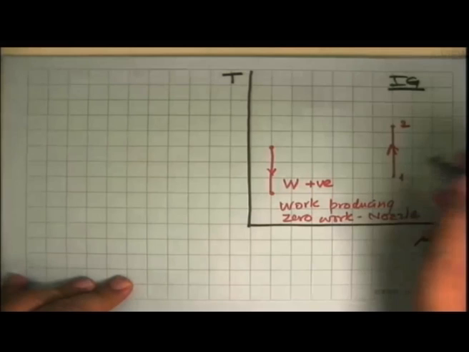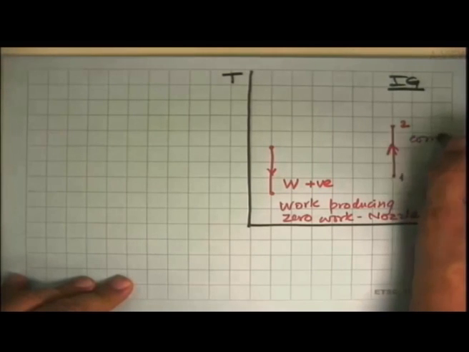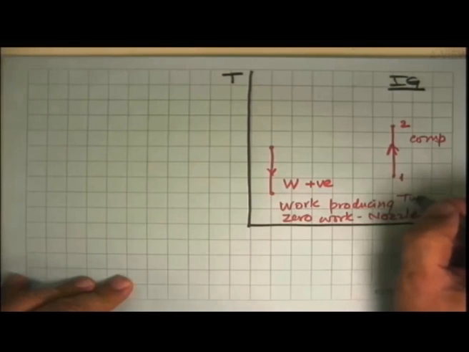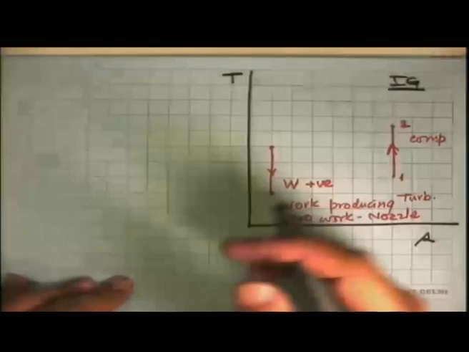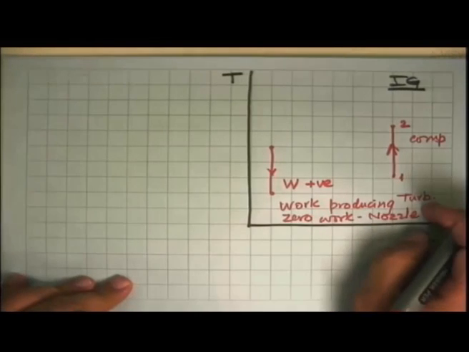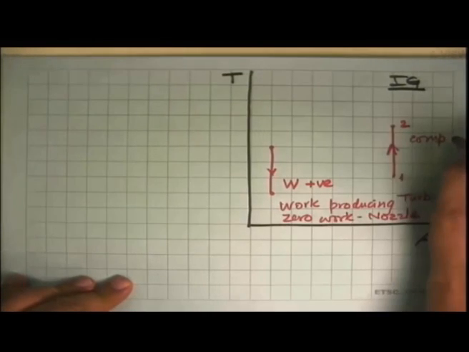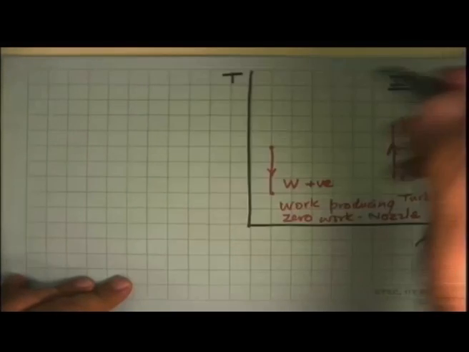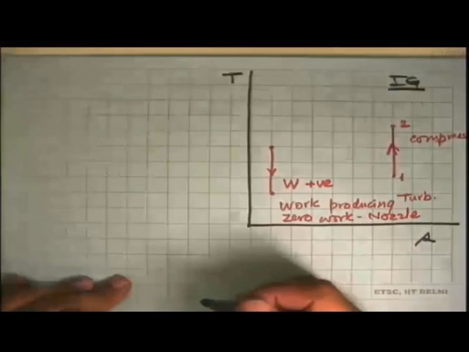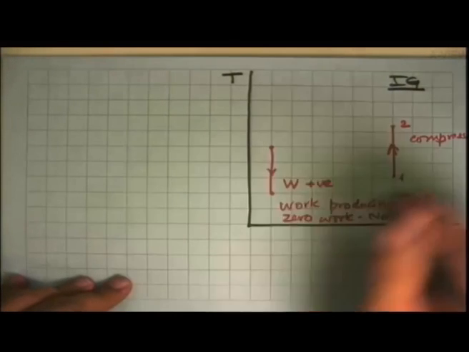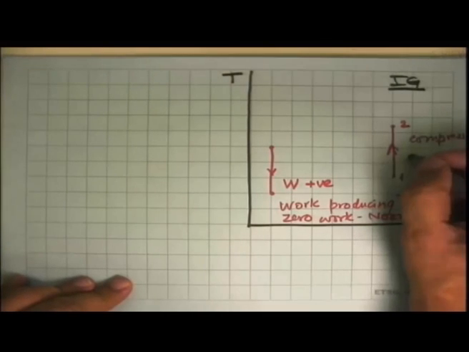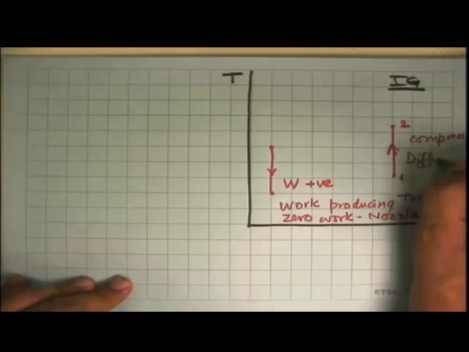And this could be the opposite, work consuming like a compressor. So this is like a turbine, or expansion in a cylinder piston arrangement, the power stroke of an engine, or so this is a compressor, or the compression stroke of, say, a diesel engine or a refrigeration compressor. And the opposite process, this is called a diffuser.